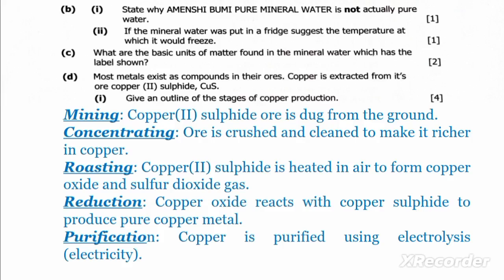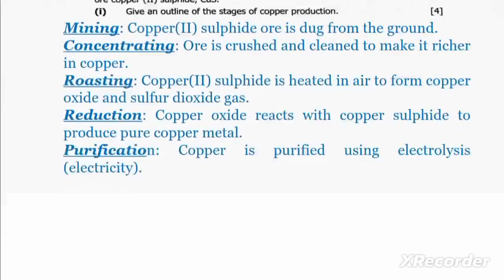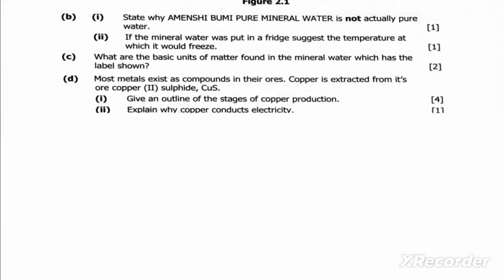So these are some of the stages. The question is carrying 4 marks. As we can see, we have provided the information that is equivalent to the 4 marks given at the end of the question. Let us move to the next question, which is question D, Roman numeral 2.